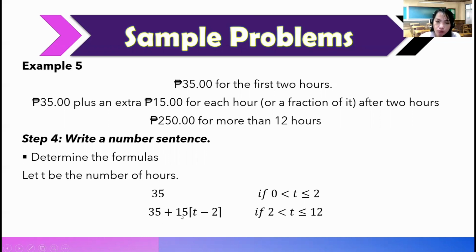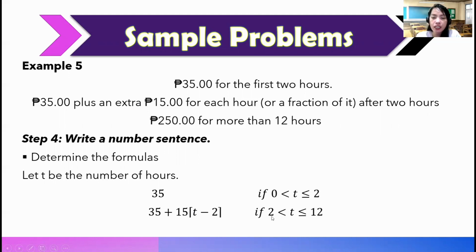35 plus 15 multiplied to the ceiling of the quantity T minus 2. Bakit ceiling? Take note na kapag ceiling yung symbol, yung guhit niya is nasa taas. May bubong na siya, pero walang guhit sa baba. Ito yung symbol para sa ceiling function. Bakit ceiling? Take note of the keyword a fraction of it. So, parang i-round up na agad siya. May bayad na agad siya na 15 pesos. Kahit pa yan 15 minutes, 30 minutes, basta sumobra sa 2 hours, babayad ka na ng 15 kada oras.